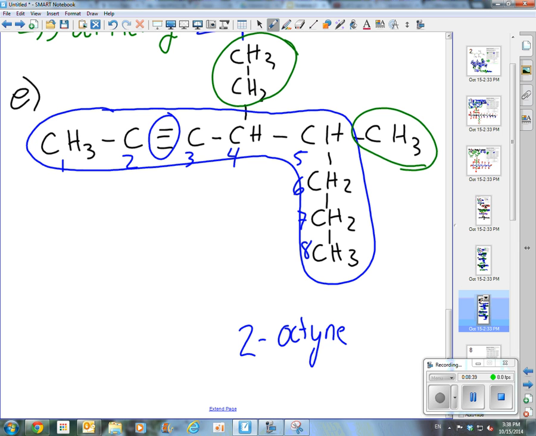So what I'm going to do here is write my ethyl branch in here, ethyl, and then I have a methyl branch. Okay, the methyl branch is on carbon 5, and the ethyl branch is on carbon 4. So this particular compound is 4-ethyl-5-methyl-2-octyne.